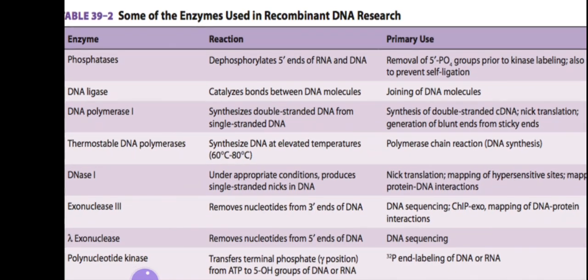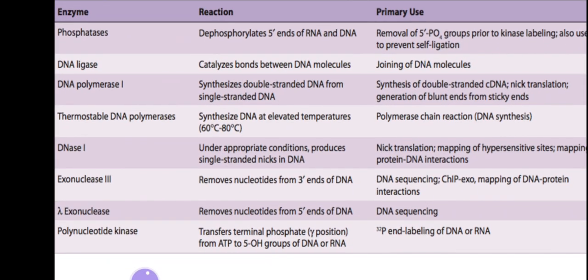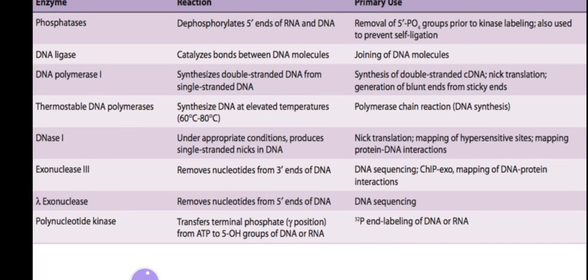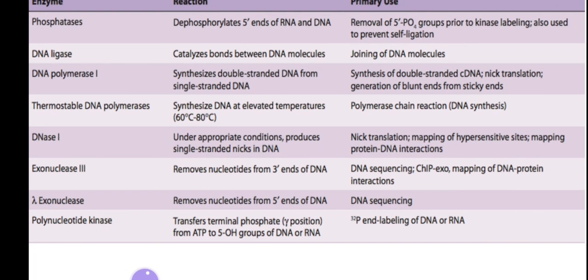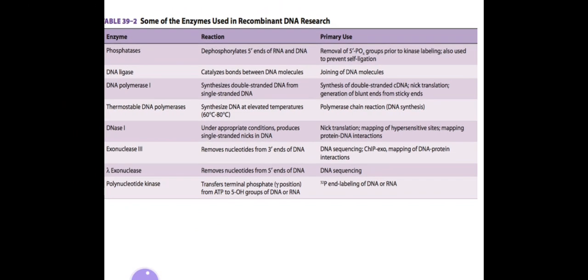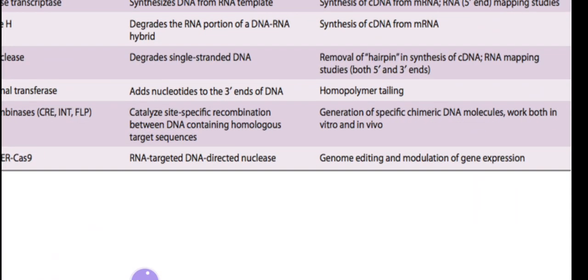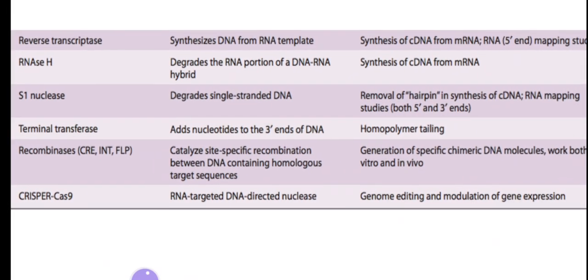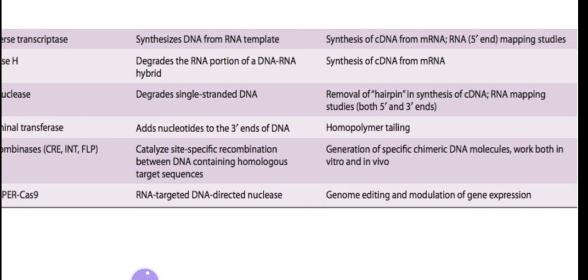These are the different types of enzymes which are used in recombinant DNA research. Phosphatases dephosphorylate, and they are used to prevent self-ligation. DNA ligase, DNA polymerase, DNase I, exonucleases: these are all enzymes which we have studied several times in our lectures. Just give a single look, and you must have the idea of what these enzymes do and what their application is. Just give a single look at these tables from Harper.